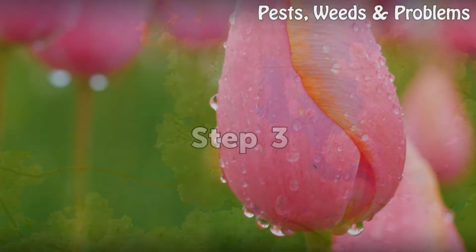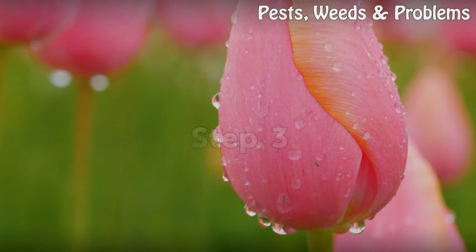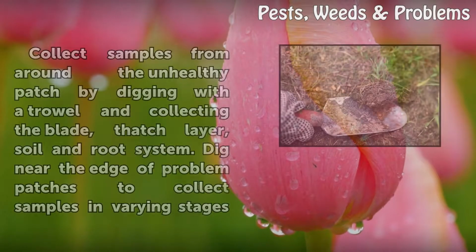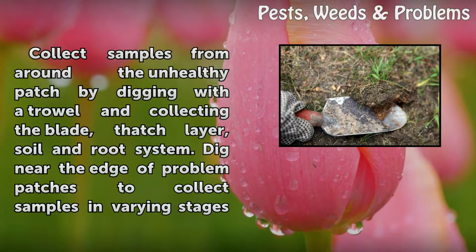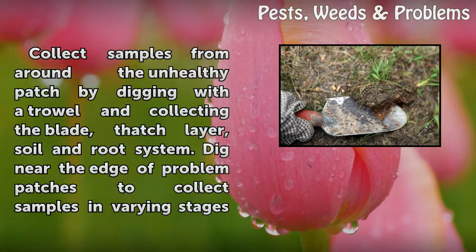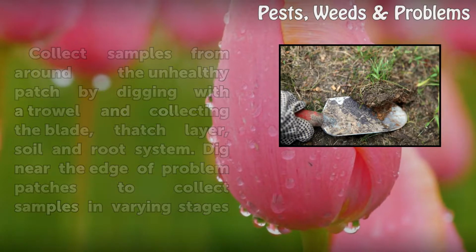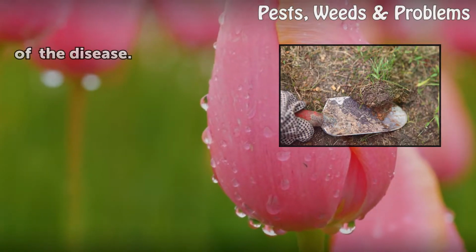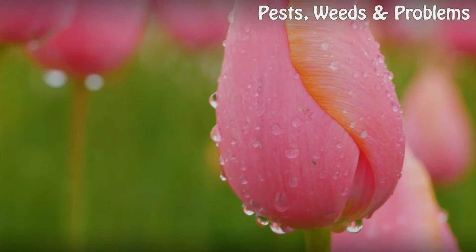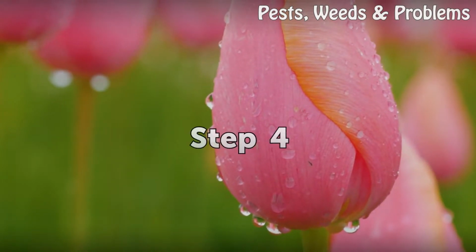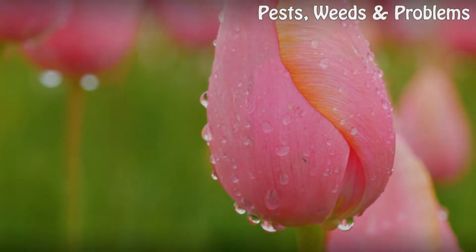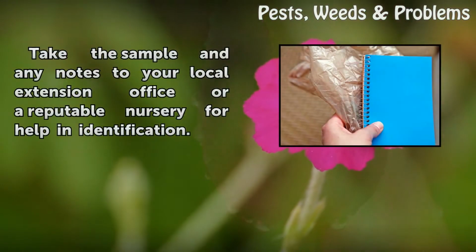Step 3. Collect samples from around the unhealthy patch by digging with a trowel and collecting the blade, thatch layer, soil and root system. Dig near the edge of problem patches to collect samples in varying stages of the disease. Step 4. Take the sample and any notes to your local extension office or a reputable nursery for help in identification.